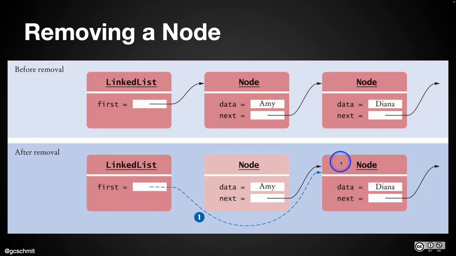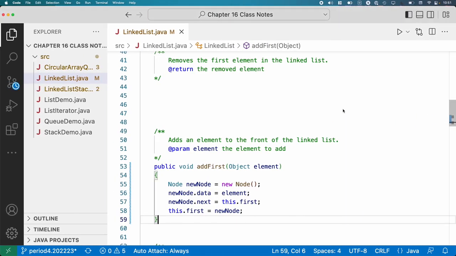The way we get there, because we're starting from here, right? So we always have to start from the linked list object. So how do we get the reference to the second node? Well, we can say first, that gets us to here, dot next, that gets us to here. Okay? So that's how we find that reference. So let's look at the code.